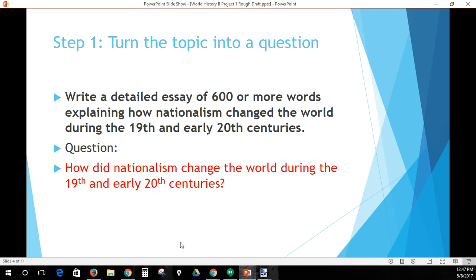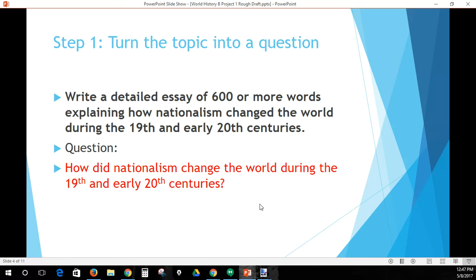So as far as writing your essay, here is our essay topic. Write a detailed essay of 600 or more words explaining how nationalism changed the world during the 19th and early 20th century. The first thing you need to do when you're writing an essay like this is turn the topic into a question with a question mark. The reason for that is that's going to clarify what you're going to be writing about in your essay. So your essay has to answer this question: how did nationalism change the world during the 19th and early 20th centuries? Changed the world in a very significant way.